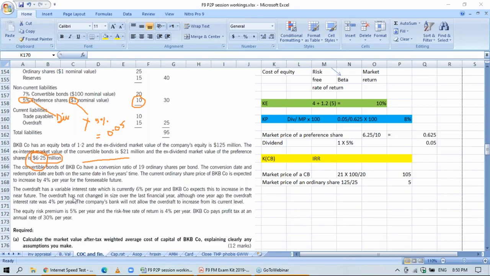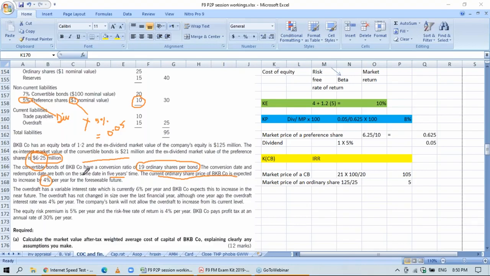Over here, the question says the current ordinary share price of BKB is expected to increase by 4%. And then after the life of the bond gets over, which is 5 years, the bond is of a 5-year duration, as mentioned over here. Once the 5 years are over, the bondholders are given an option to either receive cash as repayment or obtain 19 shares against each bond. So they can either take cash or obtain 19 shares per bond.